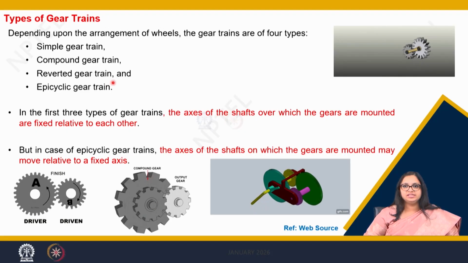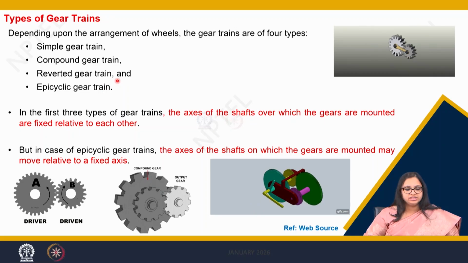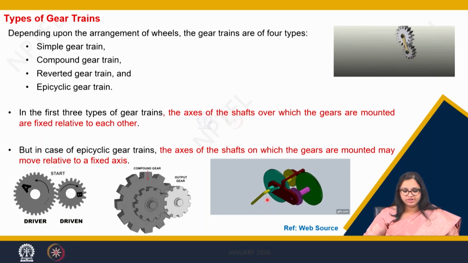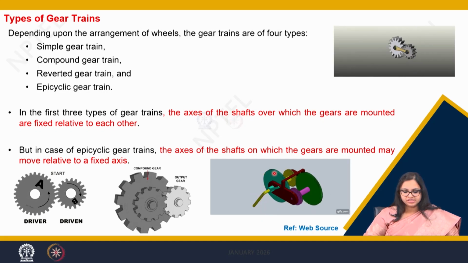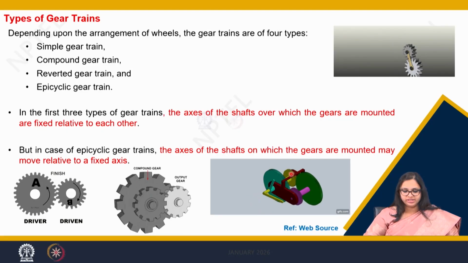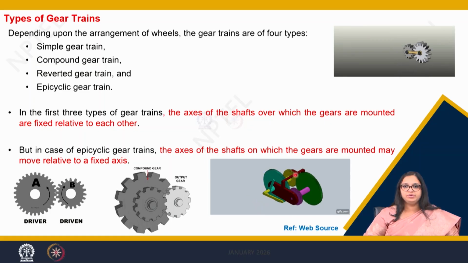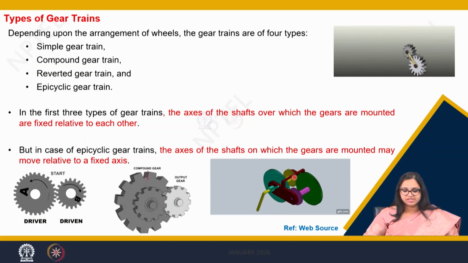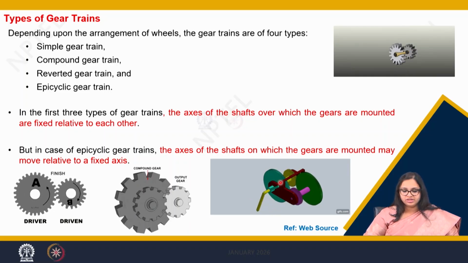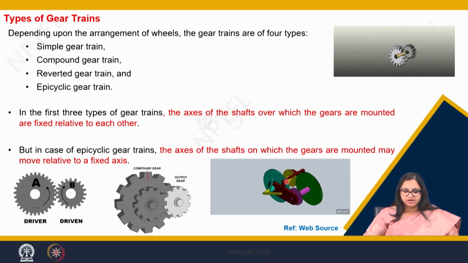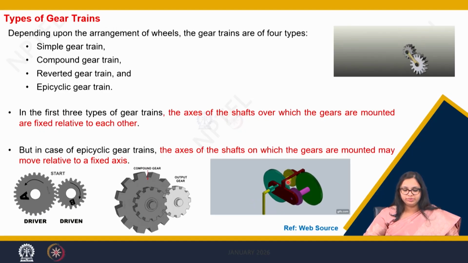Well, the third kind is the reverted gear train. In the reverted gear train, we have a configuration somewhat like this, where you can see this is one gear, the green one is one gear, the yellow one is another gear. In this picture, you might be assuming that it is only one shaft. However, the shafts of these two gears are coaxial. They are not joined in between.